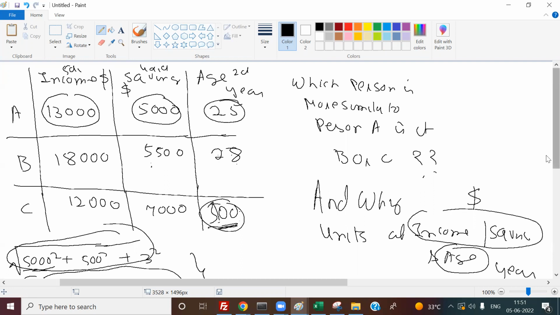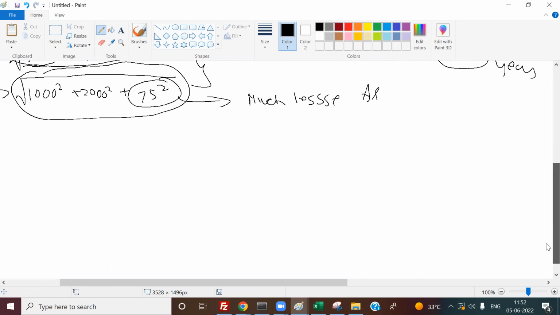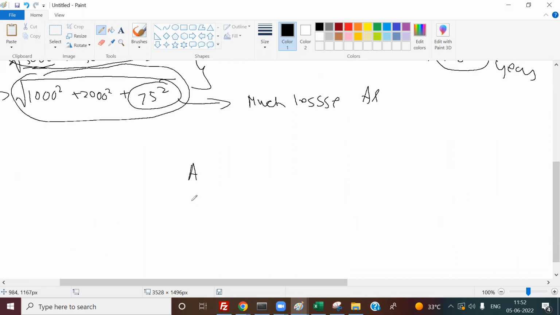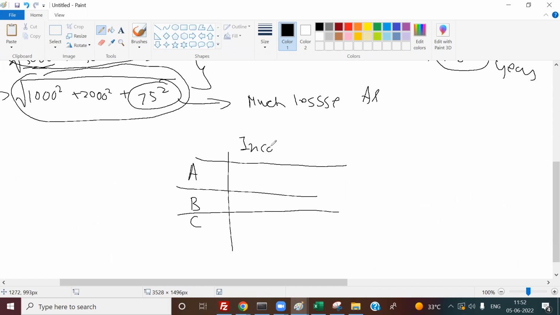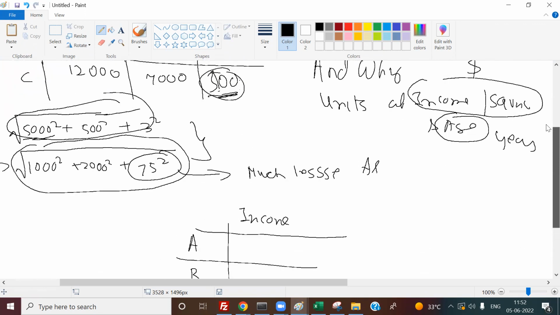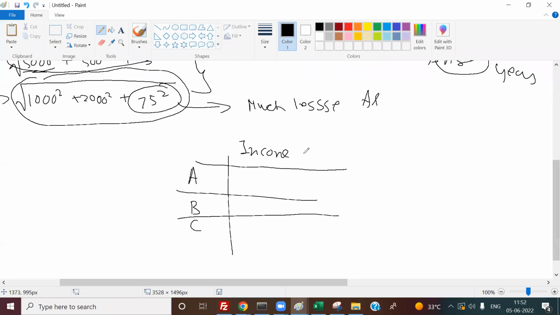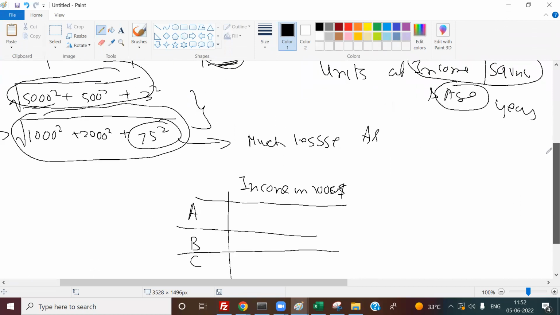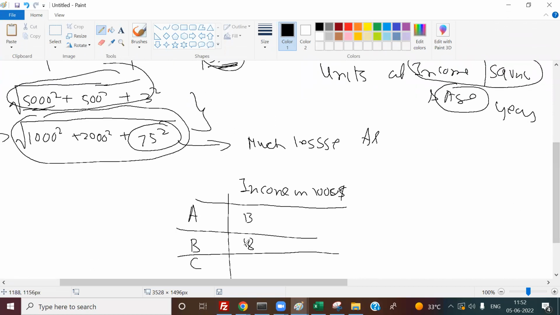For example, let me say this above data which I have. What was the income? A, B, C's income was 13, 18 and 12. So this time let me say I am measuring income in thousands of dollars. I can measure income in thousands of dollars, right? No one can stop me. So 13, 18 and let's say 12.